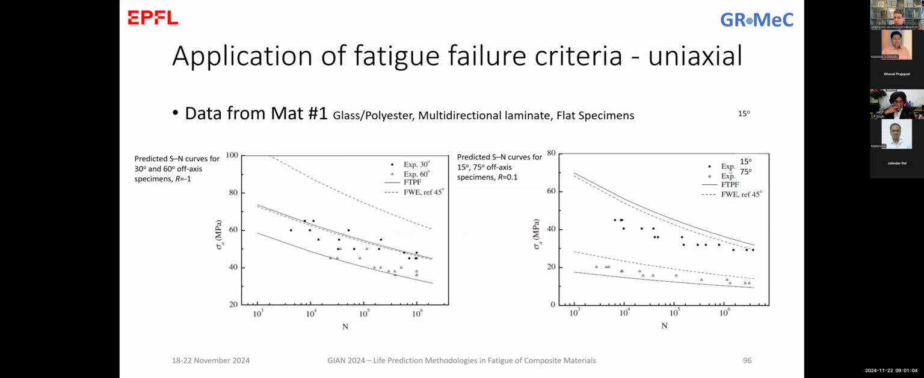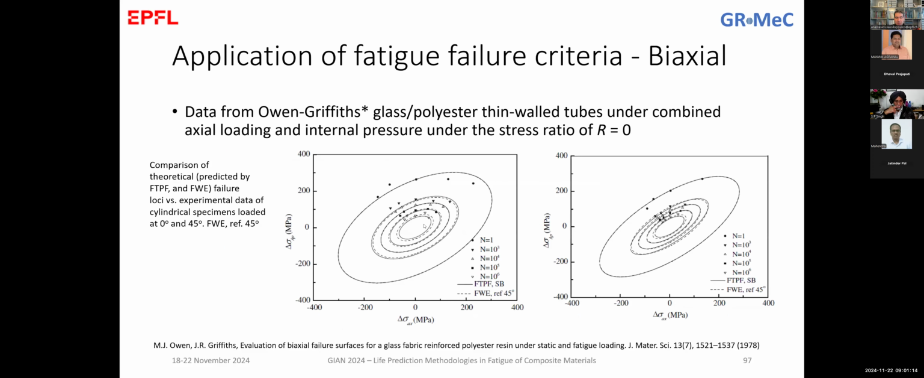When we try to predict 15 and 75, the situation is a bit better. But again, there is an overestimation of the calculations. And then we can use the same failure criteria for multi-axial stresses.